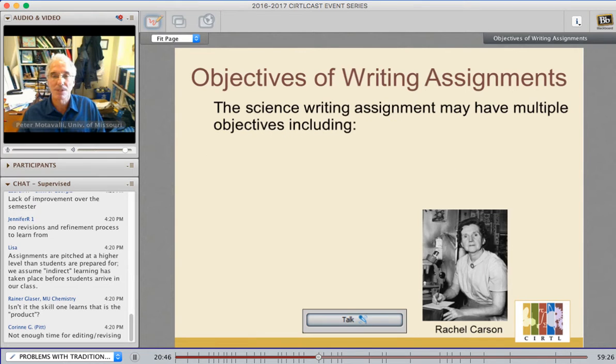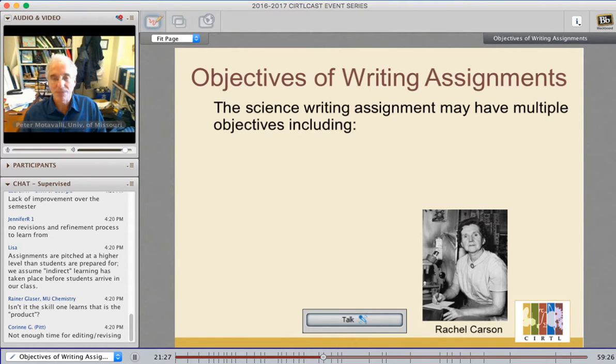One of the things that we often see is that there may be multiple objectives of writing assignments. I was thinking of Rachel Carson when I was writing this, because I saw a documentary about her, and she went through a very long process of looking at what her objectives were. I think the whole process was interesting, and she's a really good role model in terms of writing assignments and what kind of process needs to be there.